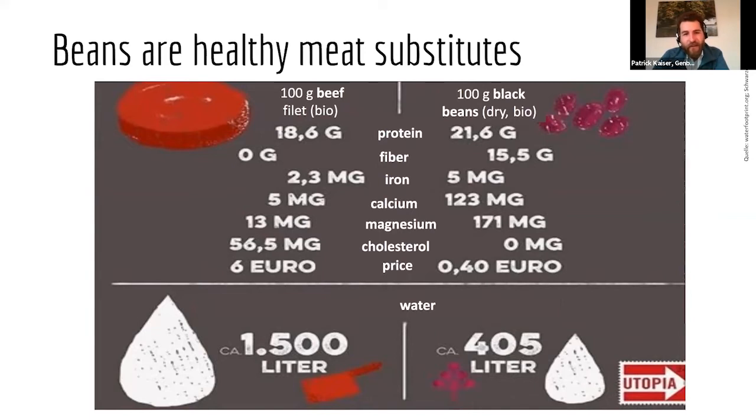They have a lot of fiber. They're really good in iron. They have calcium, a lot more magnesium, and they lack cholesterol, which meat has. And coming to the price, we can see that beans are much cheaper than meat. And with water, it only takes a really small part of the water compared to beef. So therefore, it's really good if we grow more beans and eat more beans.